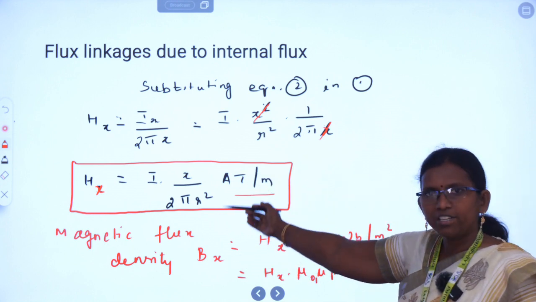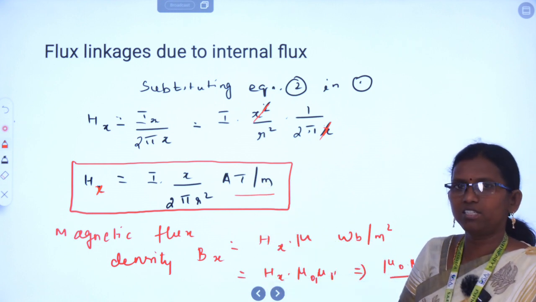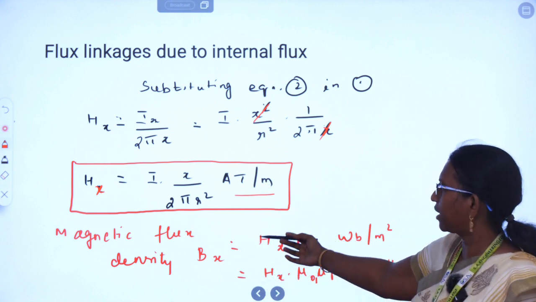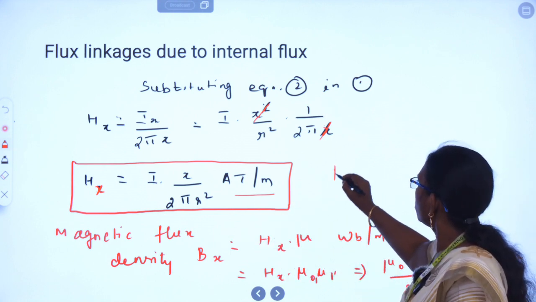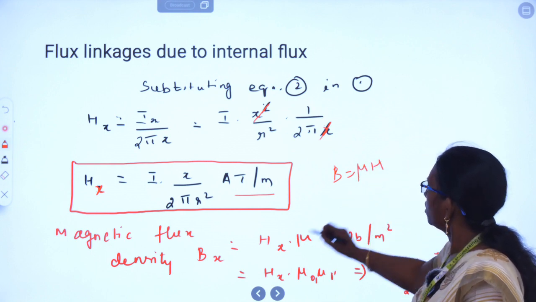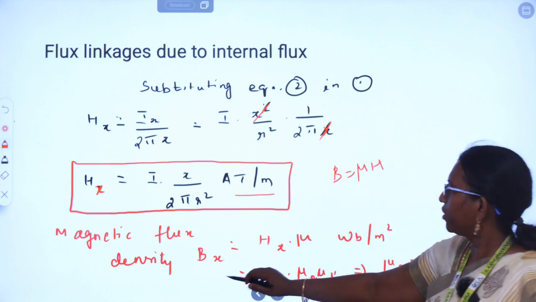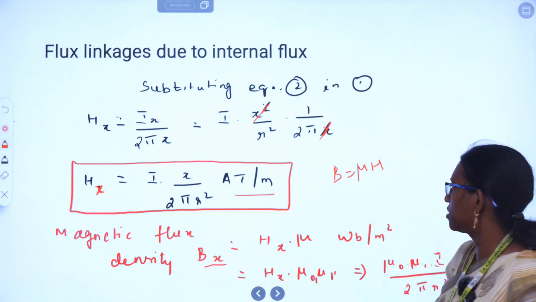From the magnetic field intensity, we are going to obtain the magnetic flux density. We know the relationship between the magnetic flux density and magnetic field intensity: B is equal to mu into H. So with that relation, we are going to find out the magnetic flux density at a distance of x meters.